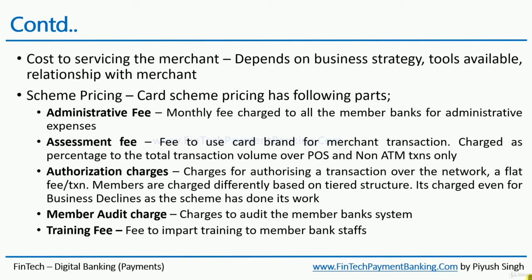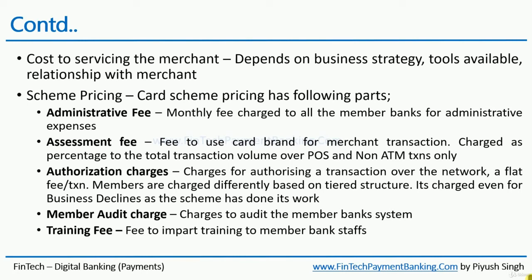Members are charged differently based on the tiered structure. A tiered structure is a slab. So if an entity belongs to or has done transactions on a certain slab, then they have to pay differently. Whatever your tier is, on the basis of the number of transactions or the volume of transactions, you have to pay a differential authorization fee. And it is even charged for a business decline. We'll talk about what a business decline and a technical decline are.